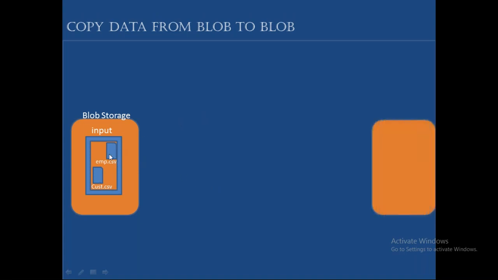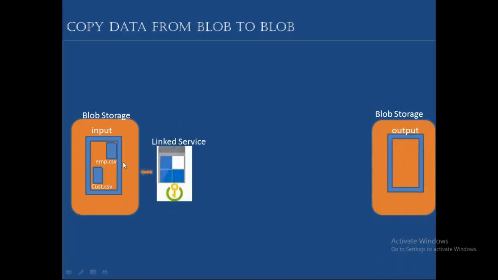This particular file I want to load into the blob storage output container. First you need to create a linked service for your input container, and you need to create the data set which will reference this particular container. The linked service is basically for the storage. Then you need to create an input data set which will point to these particular files, and you need to use a copy activity to copy these files into the blob storage.